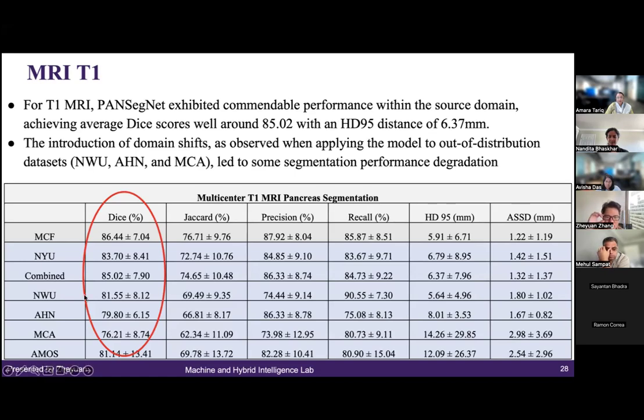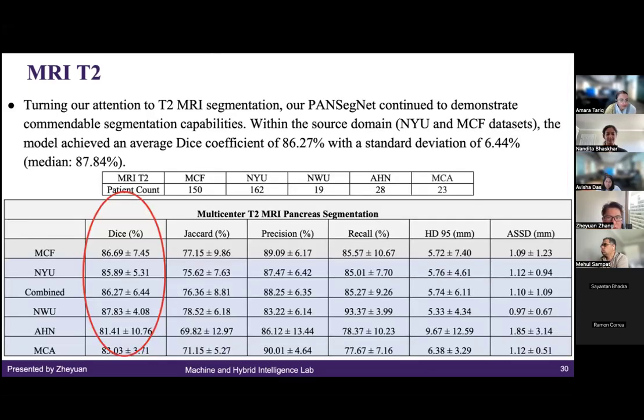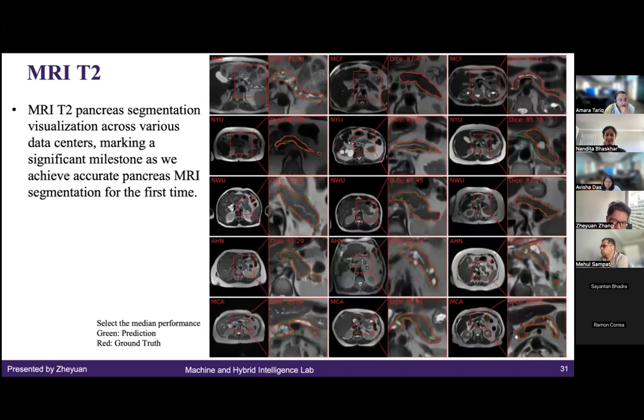We also observe the performance of the proposed method on the rest of the sets like Northwestern, MCA, or AMOS, and we can still observe a data shift between the train and the test domain. Here we provide some visualizations of these samples. Similar performance can also be observed on the T2 segmentations, where we can achieve a segmentation dice of about 86. For the rest of the domains, we can still observe a distribution shift, and here we also provide a visualization.